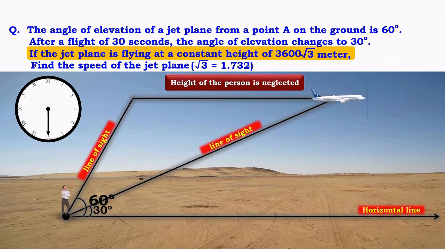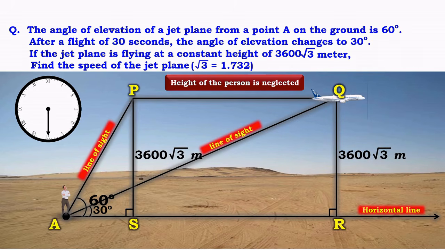The line segments PS and QR represent the constant height at which the jet plane is flying. Therefore, PS is equal to QR and both are equal to 3,600√3 meters. The height of the observer is neglected. Now, we will find the speed of the jet plane step by step.